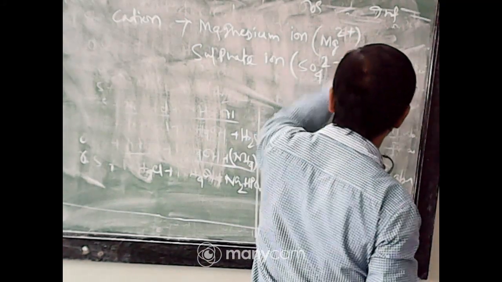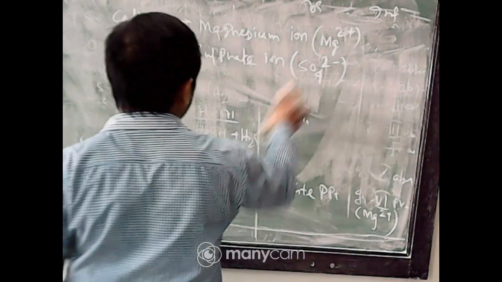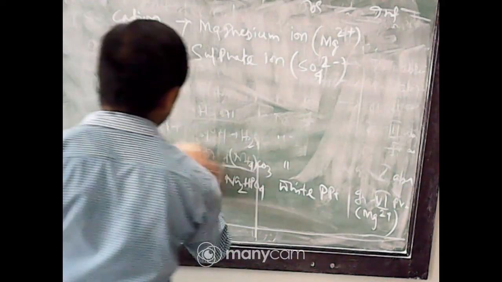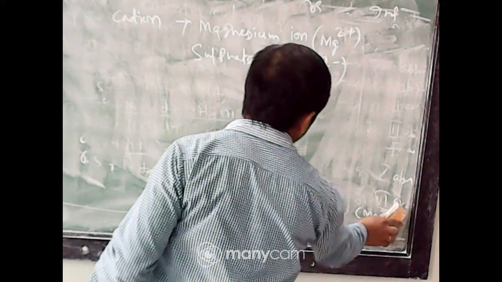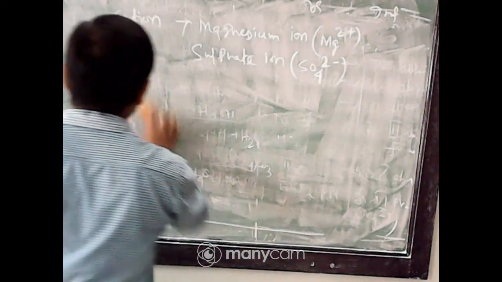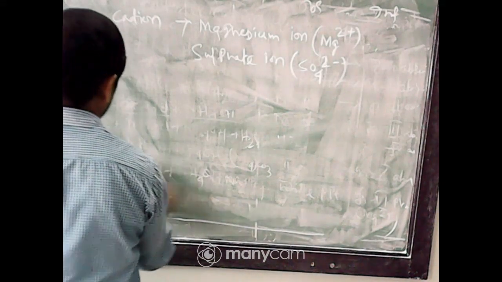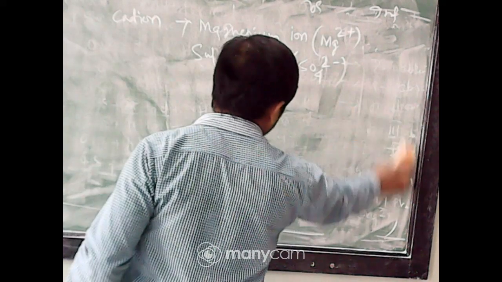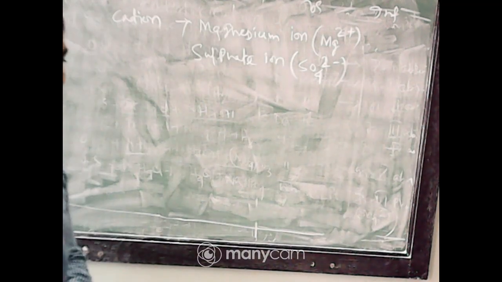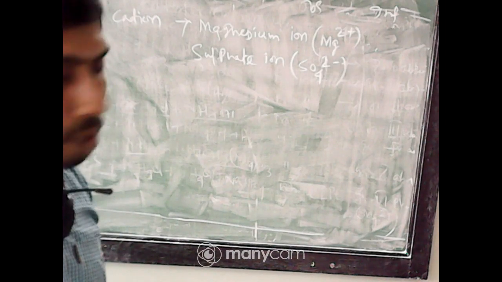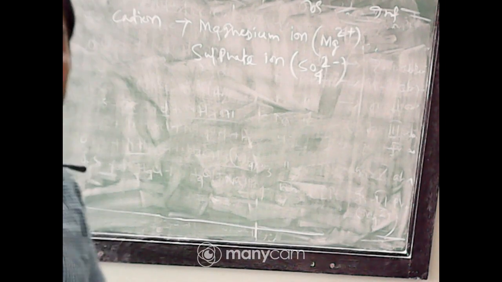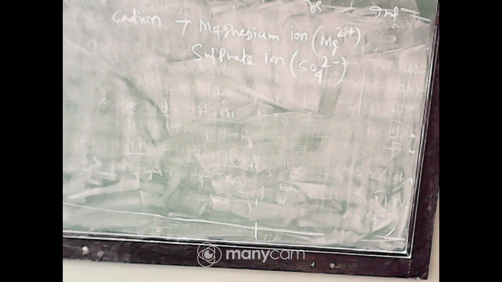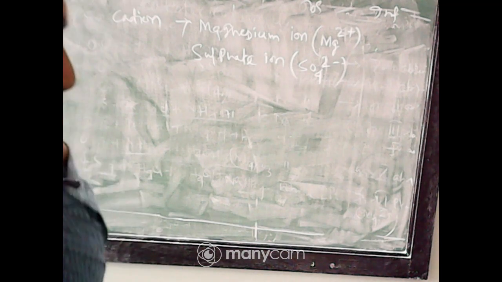So if you write only magnesium without the formula, or only sulfate without the formula, then you will get only half marks. Okay, there is stepwise marking, so you have to be careful on this. Now I will show you some analysis of a sample. For this we have to move to the opposite side. Now look at how to perform this.